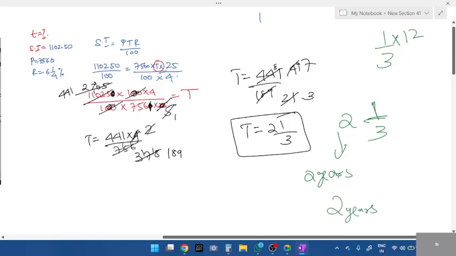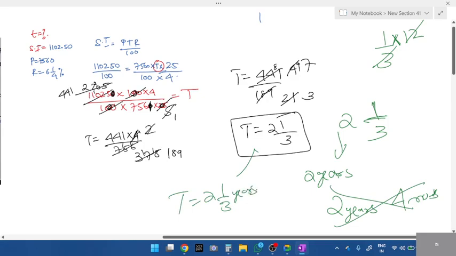This 1 by 3, multiply by 12. To convert into months, multiply by 12. Ones are 4. How many months? 4 months. If you're getting confused, ignore. Right? Time is equal to 2 1 by 3 years. You'll get full marks. Is it clear? Understood? So simple interest, I taught you how to find.